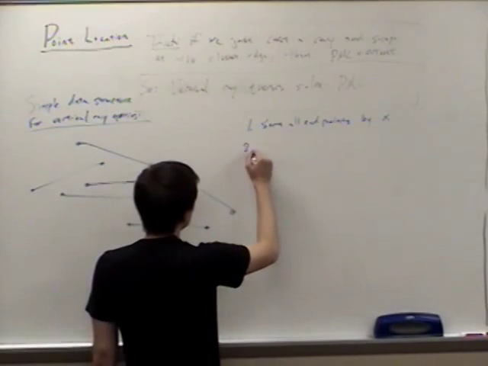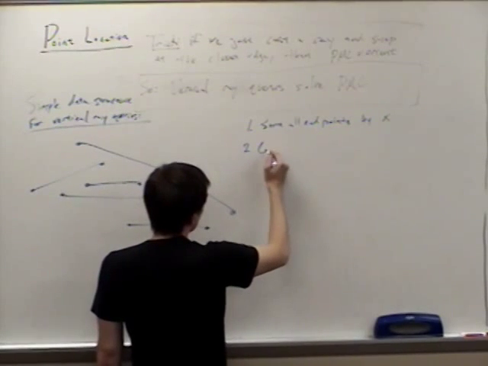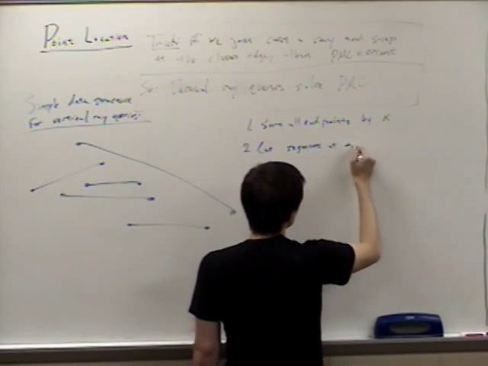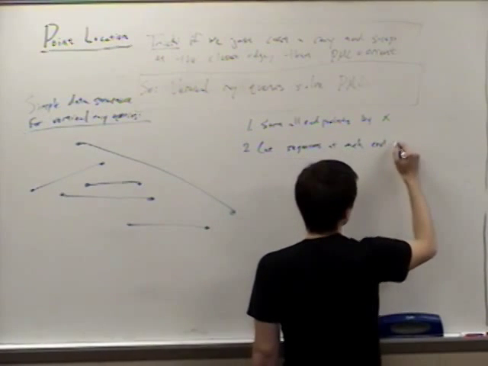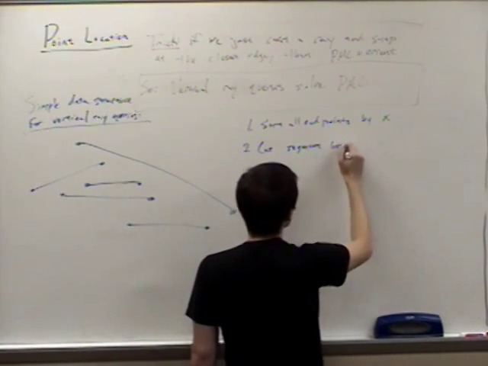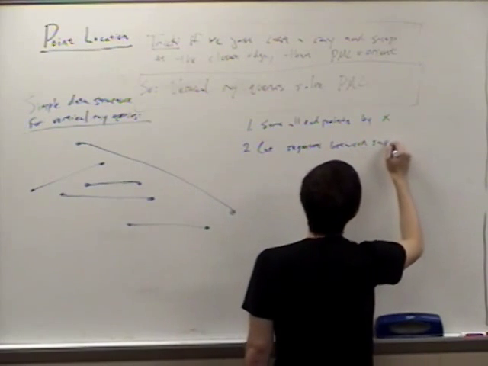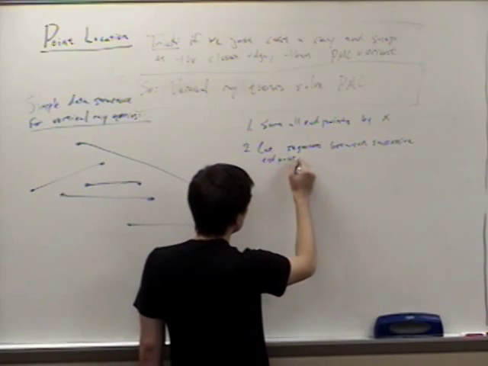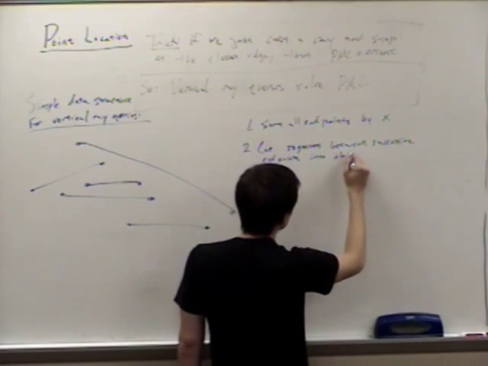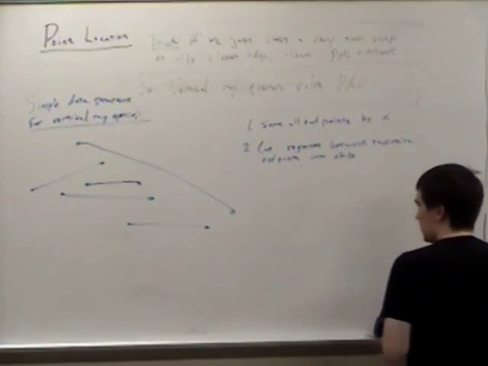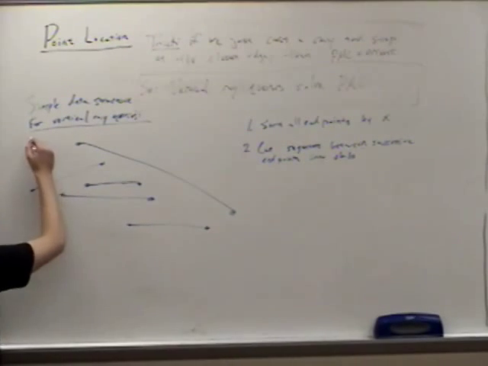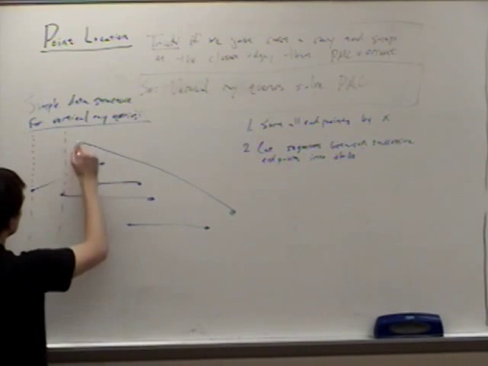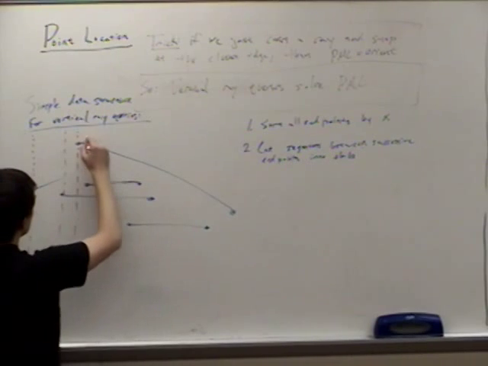And the second thing is to cut segments at each endpoint, or cut segments between successive endpoints, into slabs. So what do I mean by this? Well, here's the idea. What we're going to do is we're just going to draw a vertical line going through each endpoint.